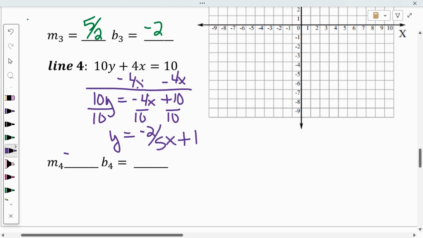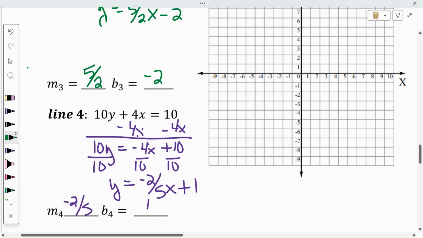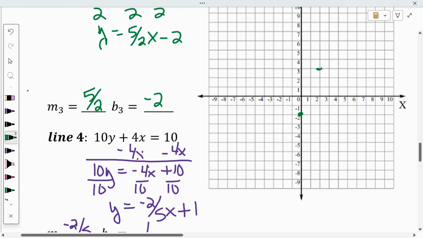So my slope is negative 2 over 5. My y-intercept is 1. So let's go ahead and graph these two lines. Line 3 begins at negative 2 on the y-axis and has a slope of up 5, 1, 2, 3, 4, 5 to the right 2. I can do that again. Up 5, 1, 2, 3, 4, 5 to the right 2.